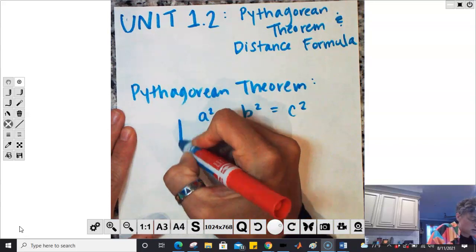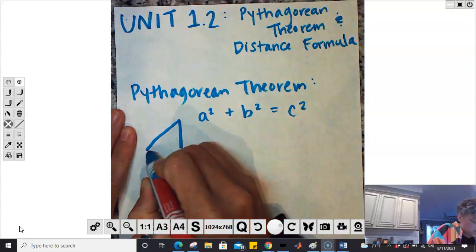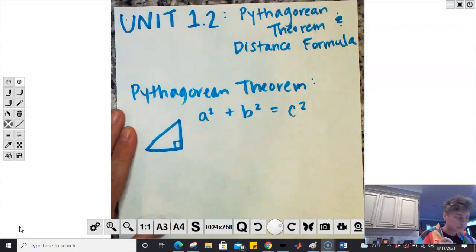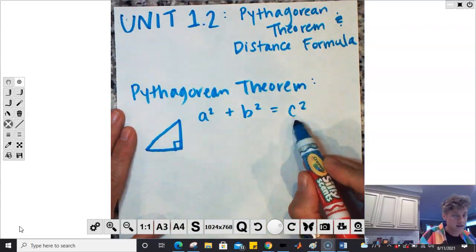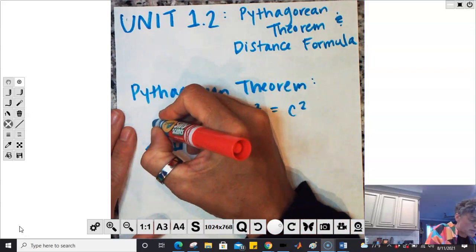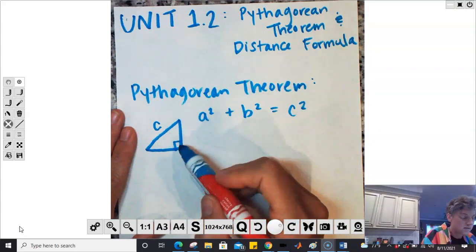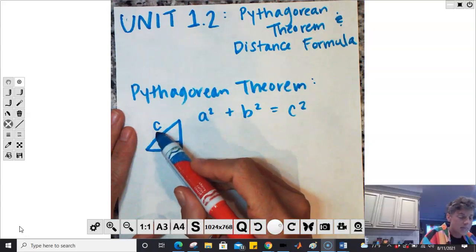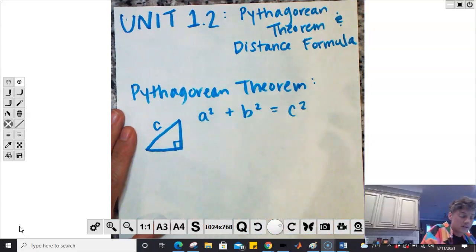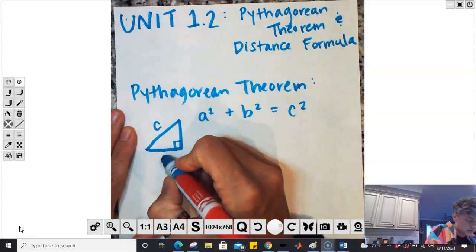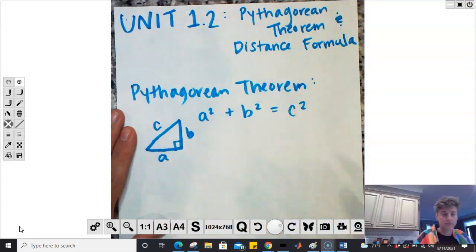So let's draw ourselves a right triangle, meaning it has one right angle. The c side is always the hypotenuse. It's always the longest side. It's always across from the right angle. And then the A and B sides are either one. That could be A or that could be B. It doesn't matter. So let's do A and B.